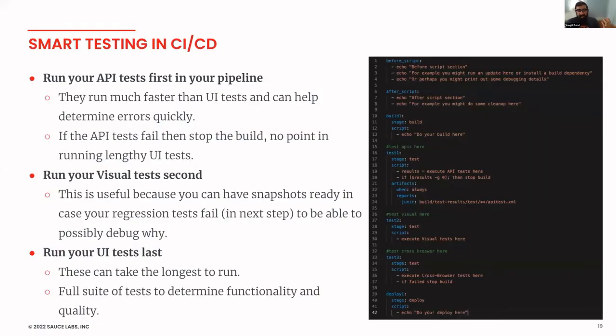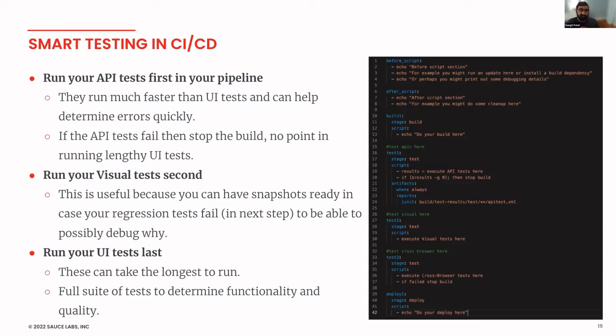The last thing I wanted to talk about before I jump into some demos is also teeing up visual testing, but this idea of smarter testing, right? Testing smarter, especially in this new era of continuous integration, continuous delivery, where everything is constantly being tested on build. How should you be doing that, especially when you're integrating multiple types of testing?